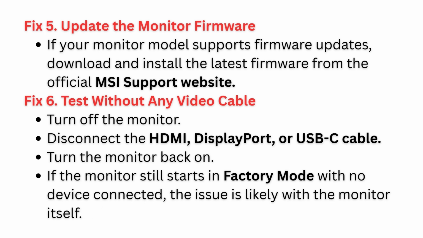Fix 6. Switch test without any video cable. Turn off the monitor. Disconnect the HDMI, DisplayPort, or USB-C cable. Turn the monitor back on. If the monitor still starts in factory mode with no device connected, the issue is likely with the monitor itself.